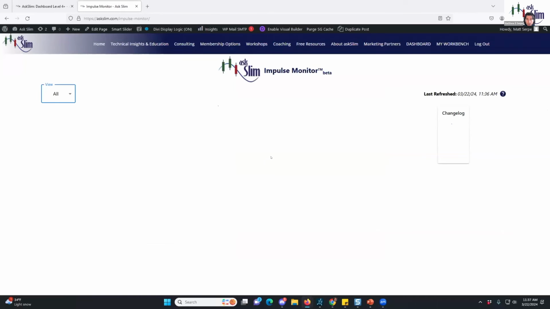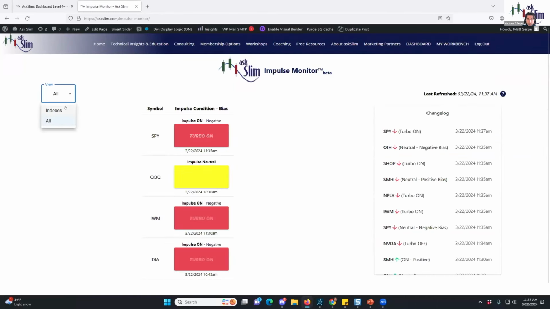And you have that view all throughout the market session. So we have just a simple index view, that clean index view, and then also you can look at that all view to get all those additional symbols. So that is the impulse monitor application.